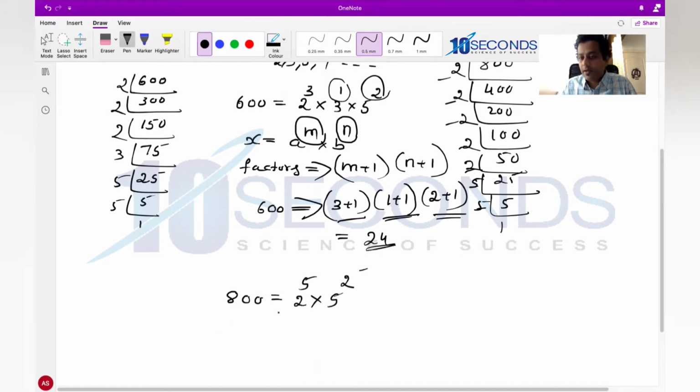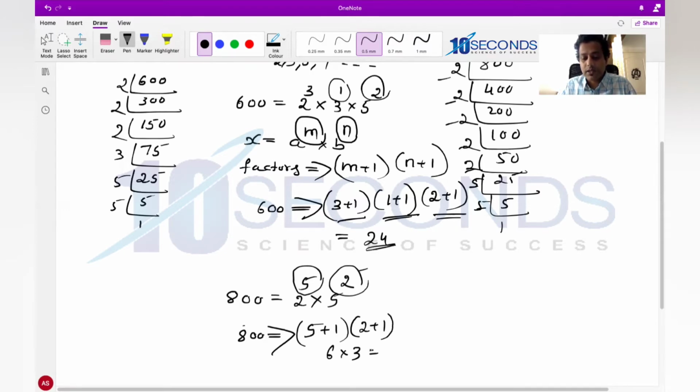Now you know that the number of factors is m plus 1 into n plus 1. So 800 equals 2 to the 5 times 5 squared, and the number of factors is 5 plus 1 into 2 plus 1. Remember, take this, add 1, take 2, add 1. All right, so 6 into 3, 18. So 800 is divisible by 18 different numbers.